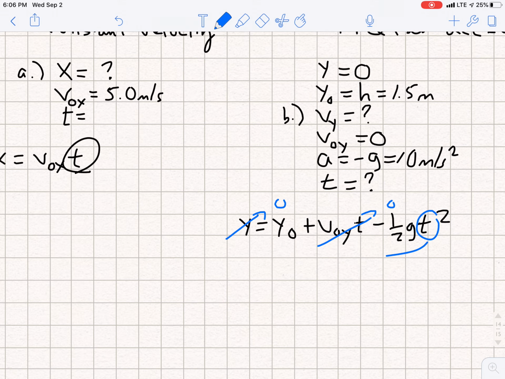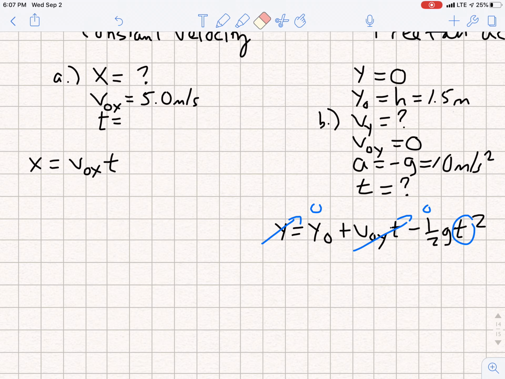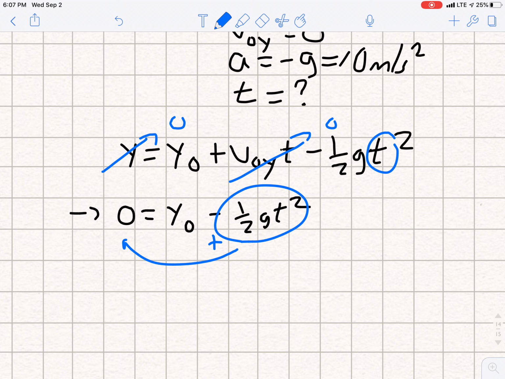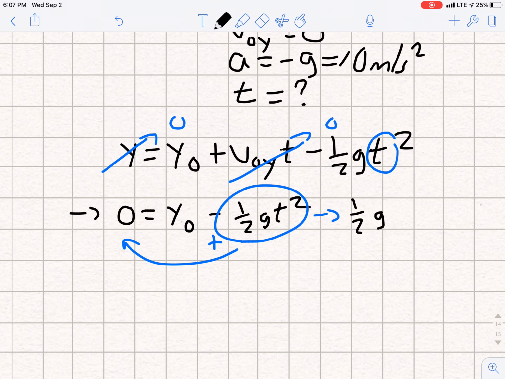And then once I find time, I can plug it in here, and I will know exactly how far Tom flew from the edge of the table. Let's try this out and see how it works. Well, first thing I'm going to do is rewrite, and I get 0 equals y naught minus 1/2 gt squared. I'm going to add this 1/2 gt squared term over to the left and rewrite. And I get 1/2 gt squared equals y naught.